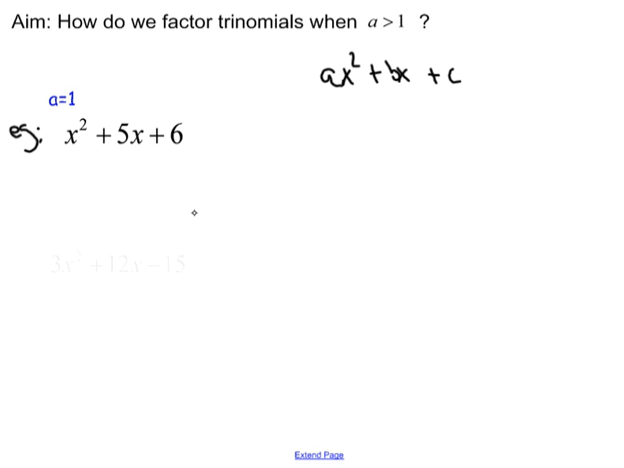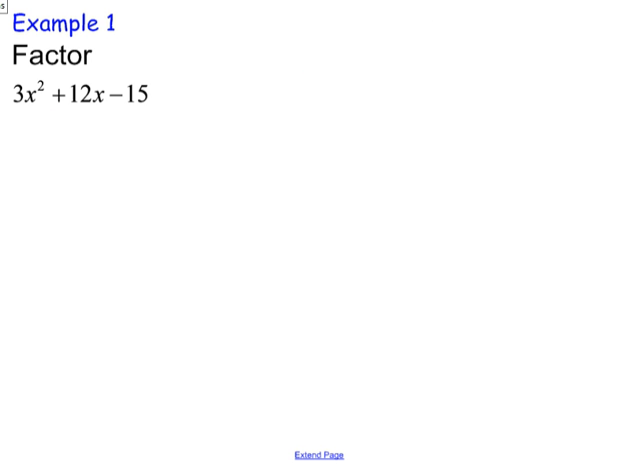Today's video, what we want to look at is how do you factor expressions when a, the coefficient of x squared, is greater than 1. So for example, how would you factor something like this? So that's what we want to look at today. And we're going to look at two ways to do that. So here's our first example. Factor 3x squared plus 12x minus 15.